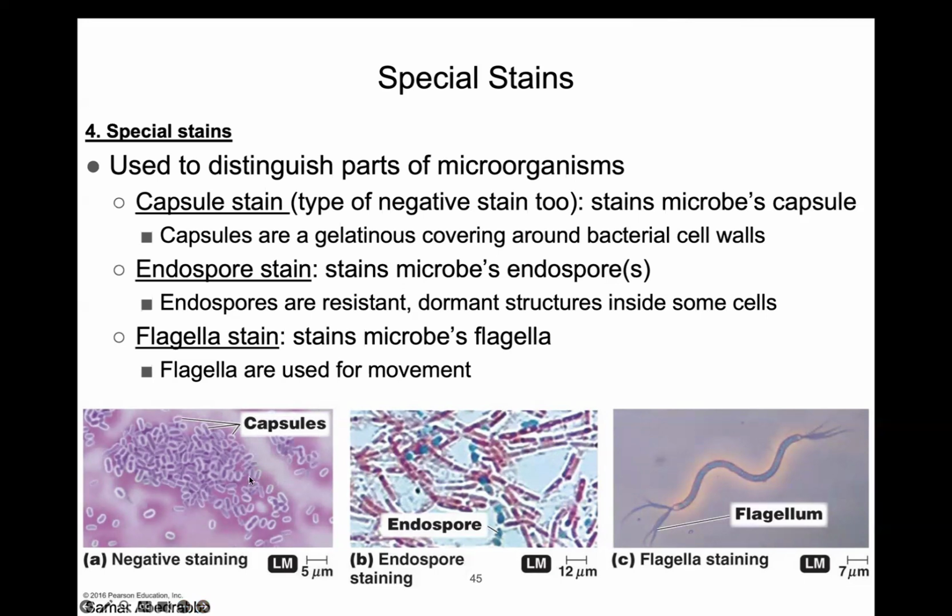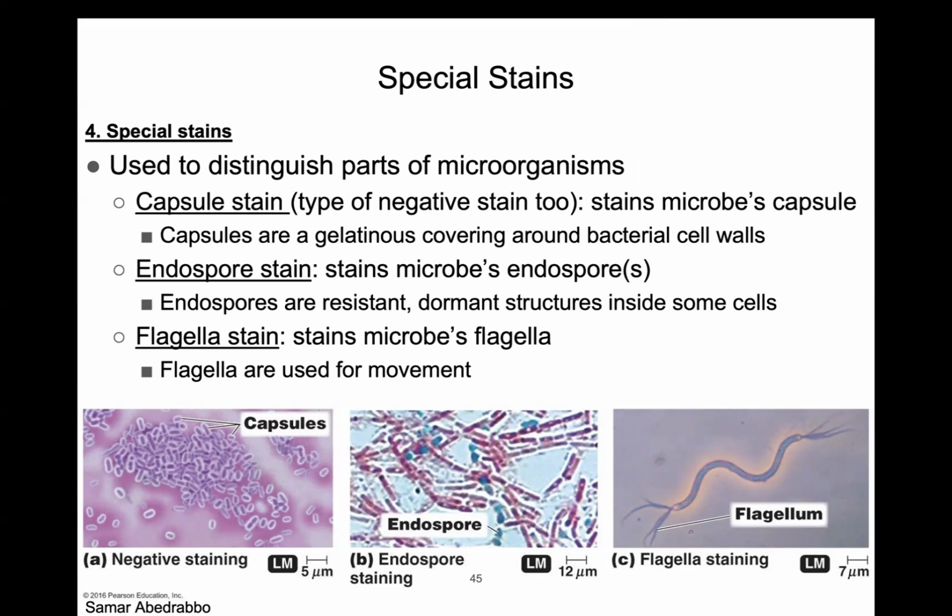It allows you to see capsules of bacteria. Endospore stains are used to identify bacterial endospores, which are these very resistant structures that some bacteria can make under stress. So the endospore stain tells you if bacteria have made endospores. And then the flagella stain is used to look at flagella. Flagella are structures that some microbes have that give them the ability to move.